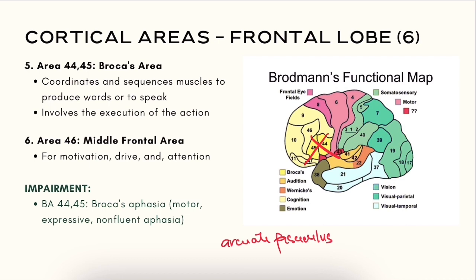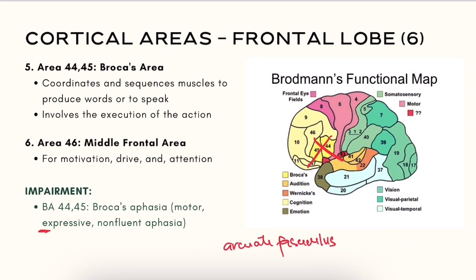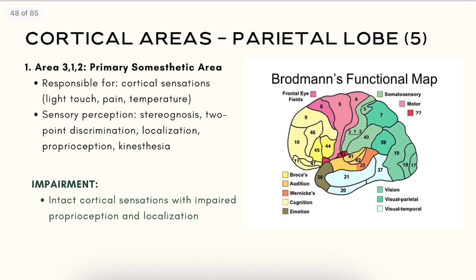There's a difference between Wernicke's and Broca's aphasia. So for Broca's aphasia, I need you to remember that it is non-fluent, it is expressive. Okay, it is expressive, but it's non-fluent. And then we have our area 46. So area 46, this is literally just right above area 45, right here. So this is for motivation, for drive, and attention. That's it. Alright, that was it for our frontal lobe.